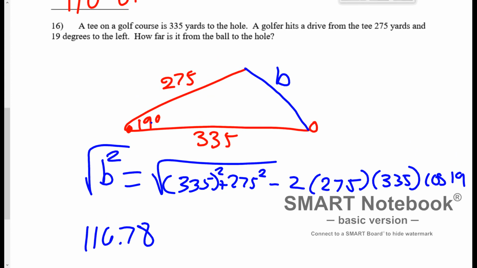Real quick clarification, right? So here's straight to the hole, but you know, as golfers, you're terrible. So he hits at 19 degrees this way of the hole, so he lands somewhere out to the left, right? 275 yards. So hopefully that makes sense. He could have hit it straight, but he didn't hit it straight.